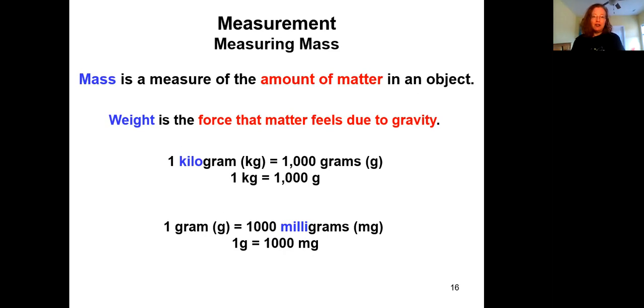There's a lot less gravity, 1/3 the amount of gravity on the moon. So if I need an easy but expensive diet, I can just head on over to the moon and suddenly my weight will be 1/3 of what it was here on Earth. But my mass will still be the same. The kilogram is the kg. Again, that will be 1,000 of the smaller grams. And then 1,000 little tiny milligrams will equal 1 of those grams.